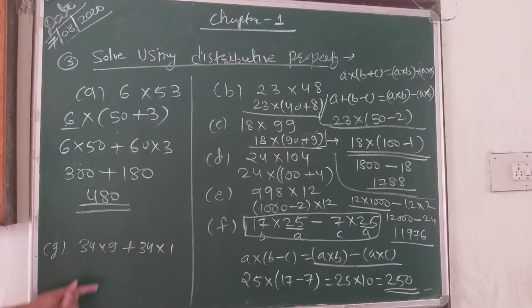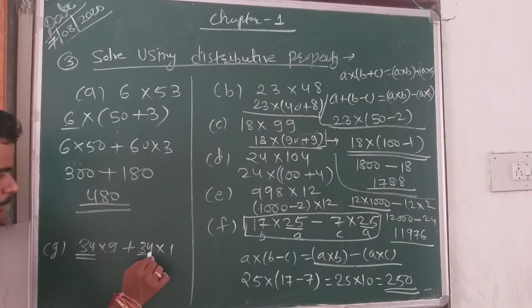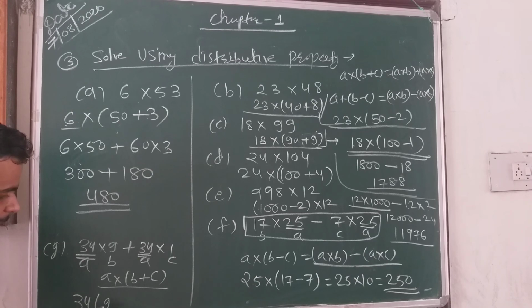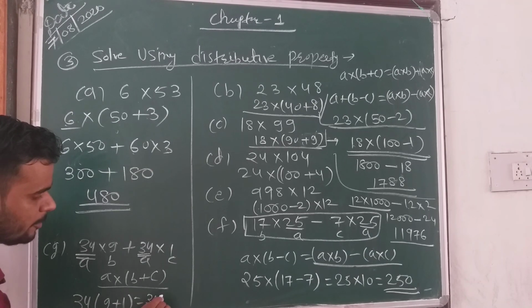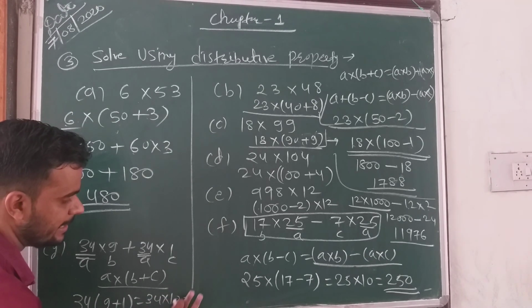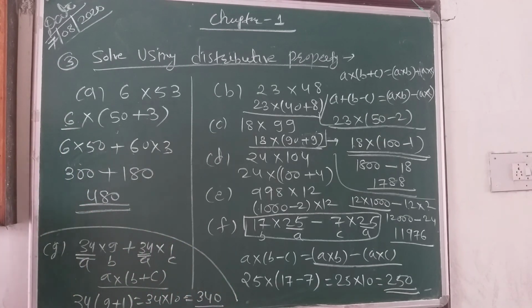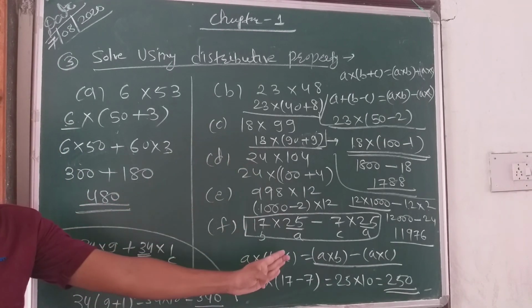Okay, any doubt? Like this also the same number is 34. So our A is 34, B is 9 and C is 1. So like this also A multiply (B plus C), the distributive property for addition. A is 34, 9 plus 1, so 34 multiply 10, then 340. This is our answer. So like this you have to solve all the remaining questions.